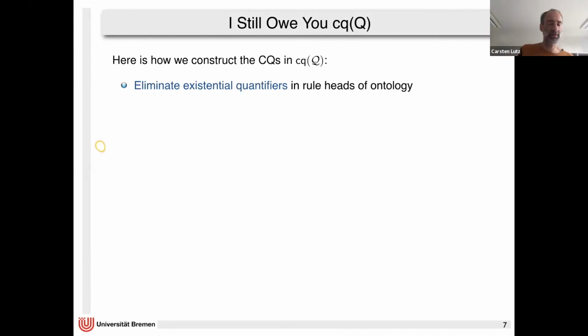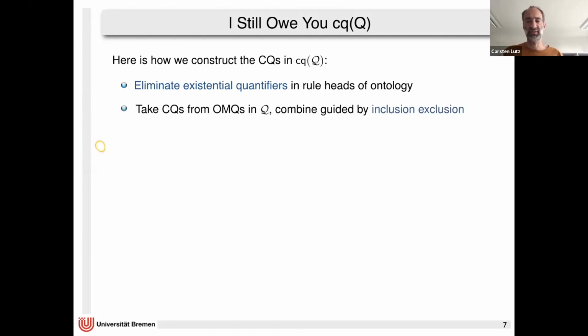The first thing that we do is we eliminate the existential quantifiers in the rule heads of the ontology in an equivalence preserving way. After that, we take the conjunctive queries out from the ontology-mediated queries. Actually, they have UCQs inside, so we take the conjunctive queries out of that. And then we combine them conjunctively in a certain way, guided by the inclusion-exclusion principle. That's important when you count UCQs. Inclusion-exclusion plays an important role there.